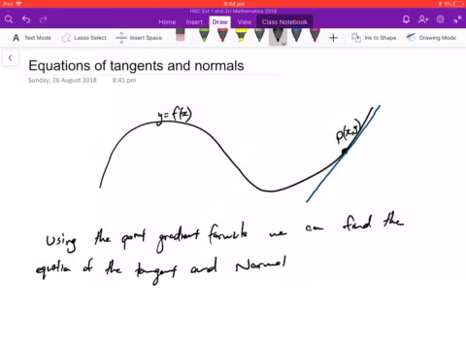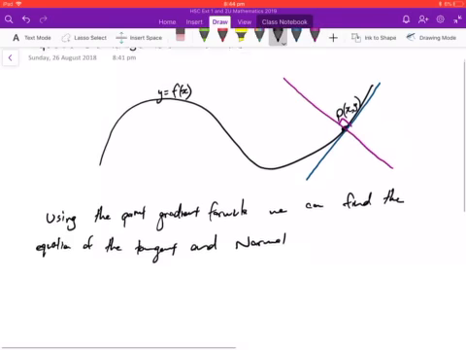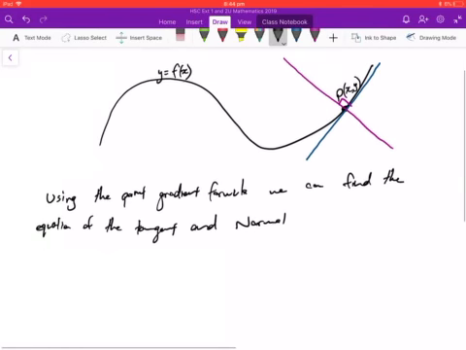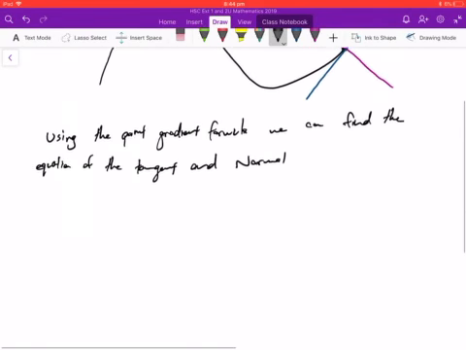Now the normal is simply the line which I'll draw in pink. The normal is the line which is perpendicular going through that point. Now remember that if we want to find a perpendicular gradient, two gradients have to multiply to -1. The negative reciprocal is what we have. So we might as well jump in and find a few examples.